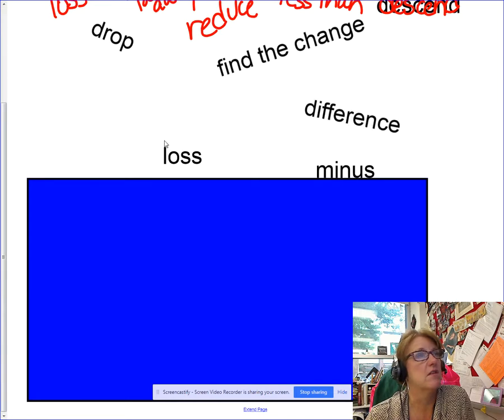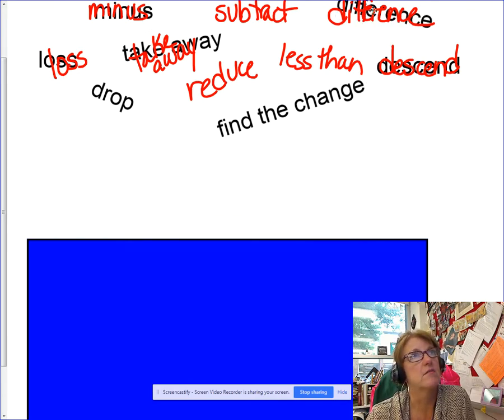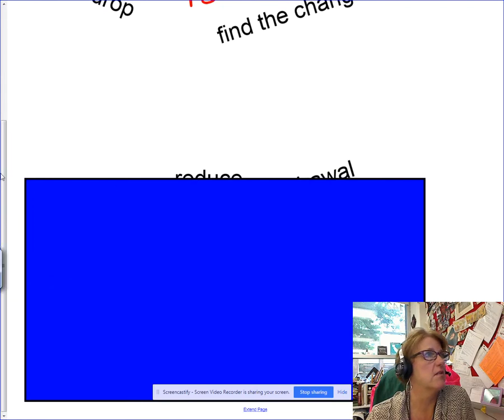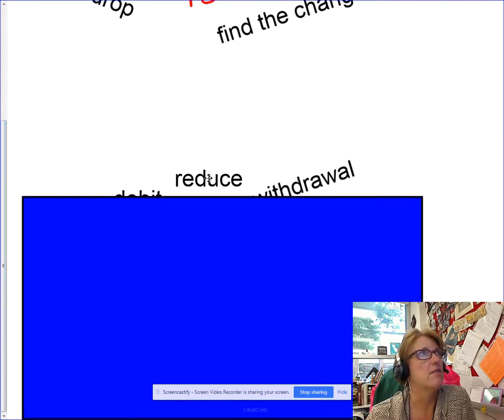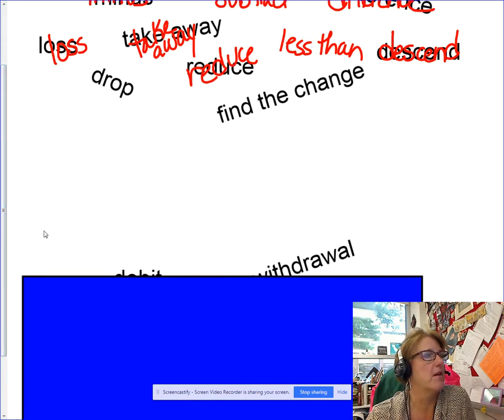Here's difference. We got that. Did we say loss? That's a good one. Oh, yep. I had that one. Minus. We had that one. Difference was up there. Let's see, what else have we got? Oh, the reduce. Yep. That one.